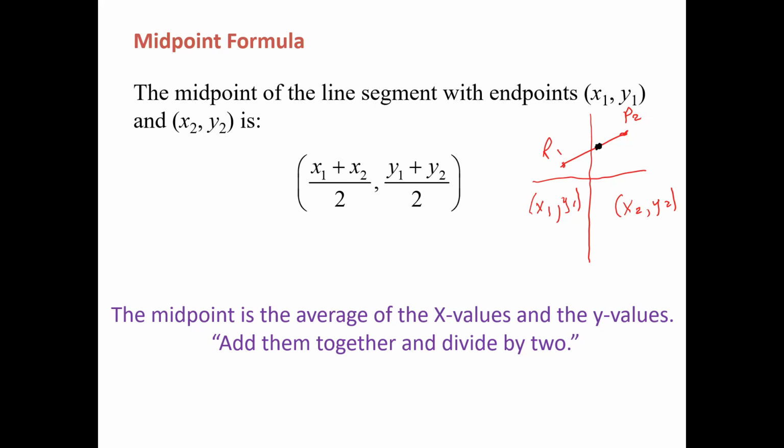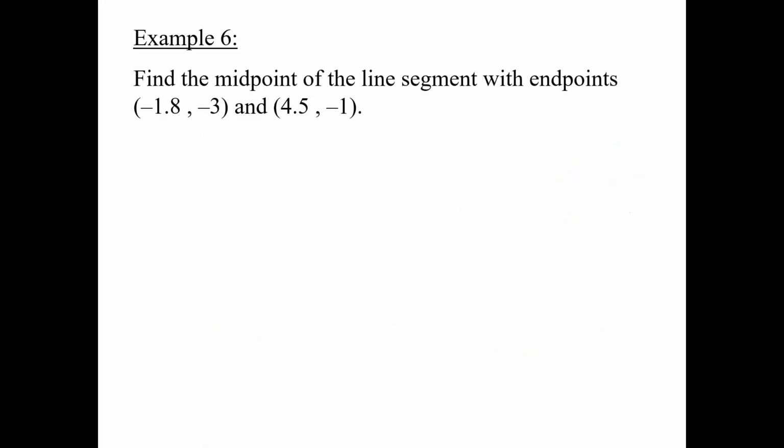Now, in this formula, you have 2 sets of values. What you have here is actually a coordinate. Here is the x coordinate, and here is the y. What we're doing is we are adding the 2 x values of the point, dividing them by 2. Then we are adding the 2 y values of the point and dividing them by 2. What we're really doing is we are averaging the x values and averaging the y values. In other words, add them together and divide by 2.